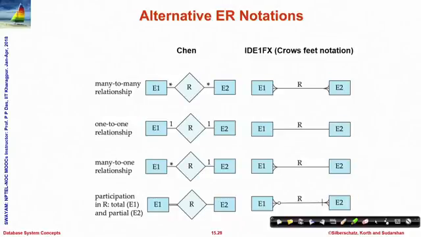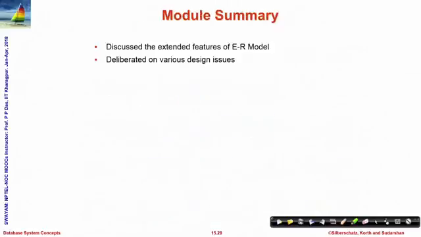We have included this not because we will use these alternate notations, but because it is possible that you come across some ER diagram where these notations are used, and if you are not able to identify them, then please refer to these slides and you will be able to recognize the corresponding symbol that you already know. So, in this module we have discussed the extended features of the ER model, and we have deliberated on certain design issues, and we will close our discussion on the entity relationship model here and move on to discuss the actual relational design.